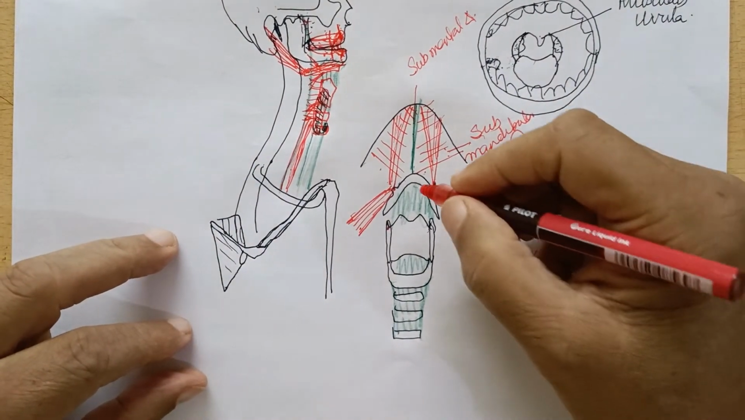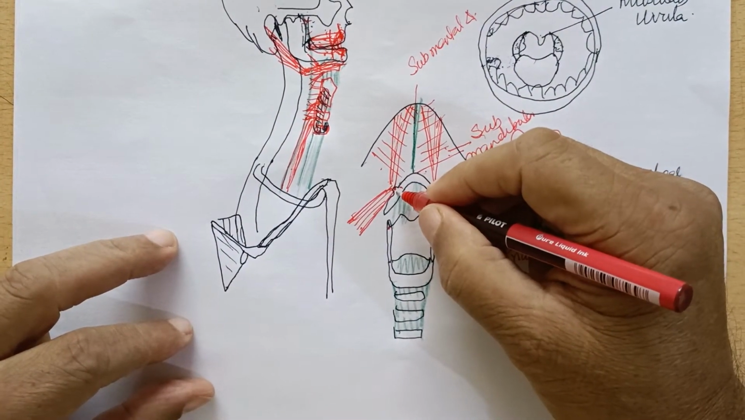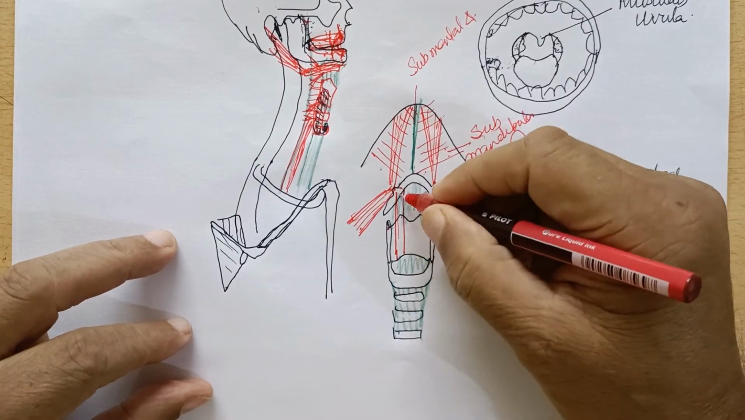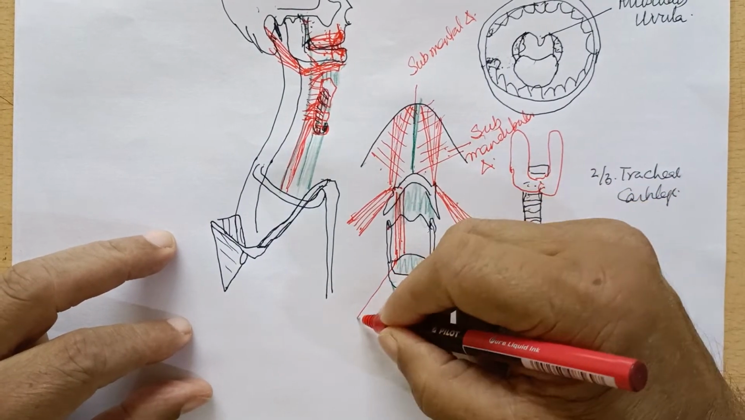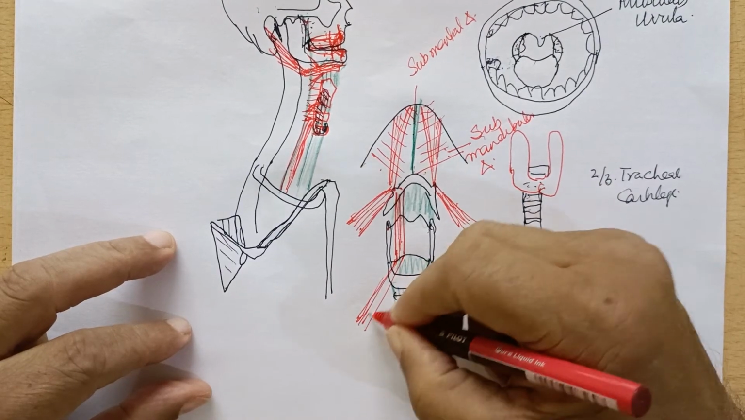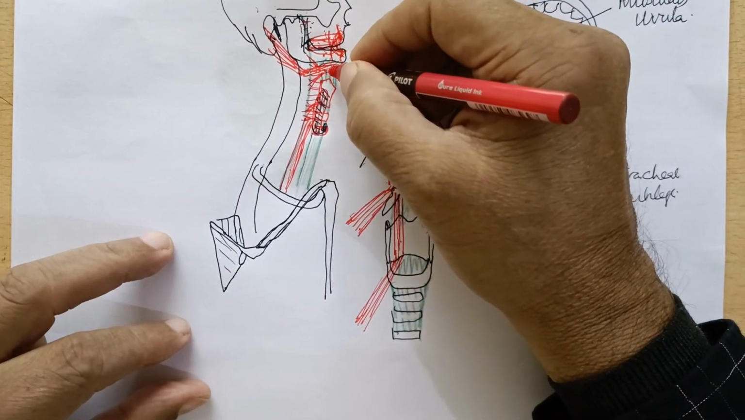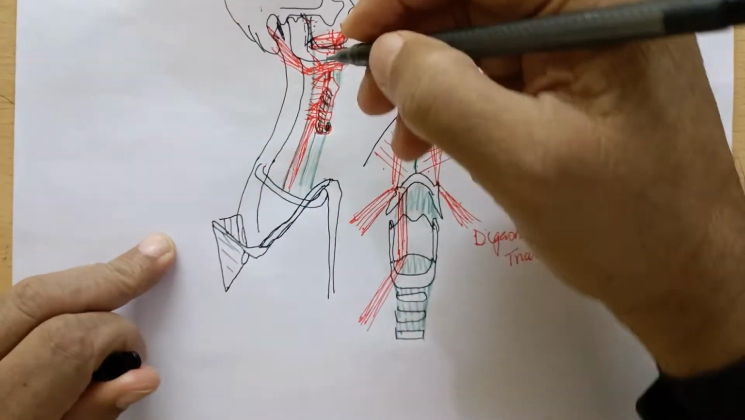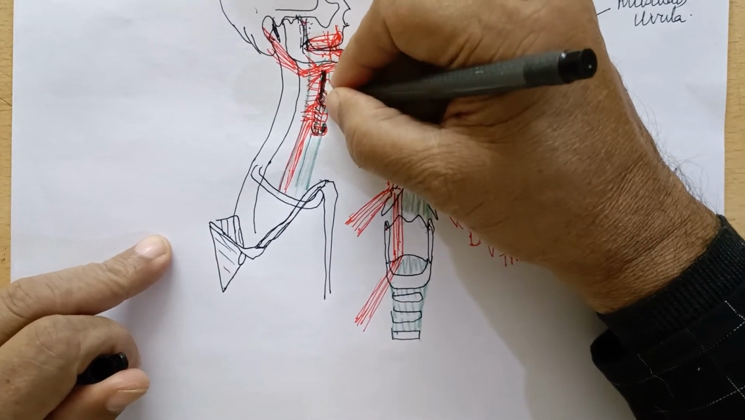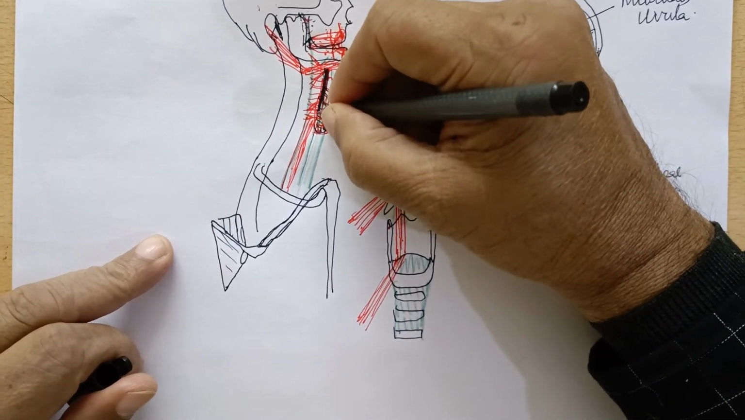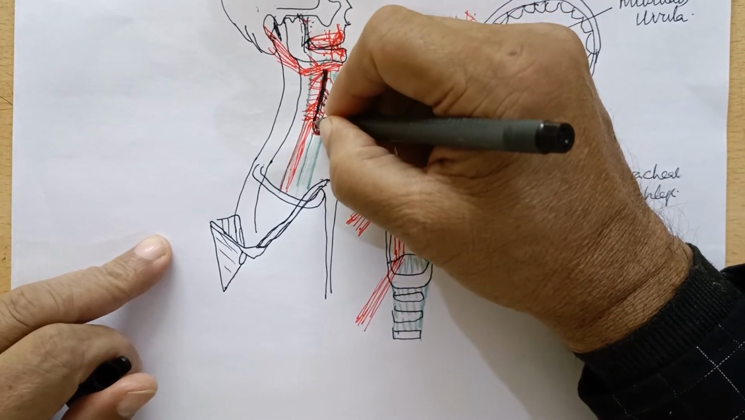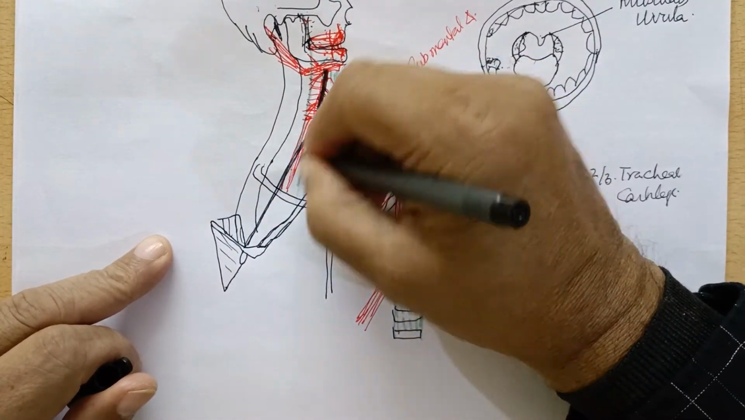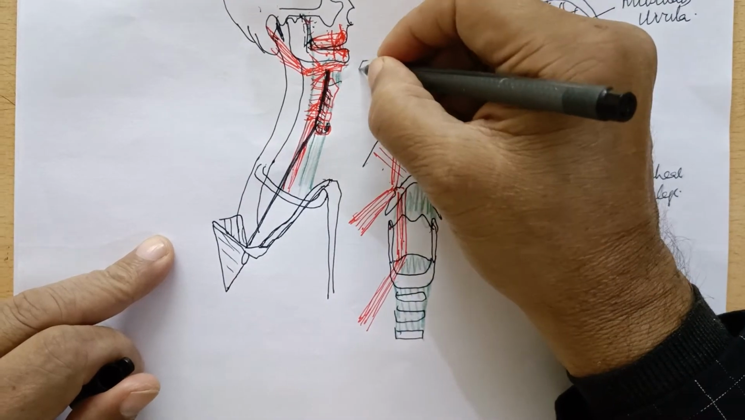Alright, then from the hyoid would arise a muscle which is called omohyoid, and it will go behind like this to get attached to the scapula. So from here, from the hyoid cartilage would arise this muscle, and would arch and go and get attached to the scapula. This muscle is called omohyoid.